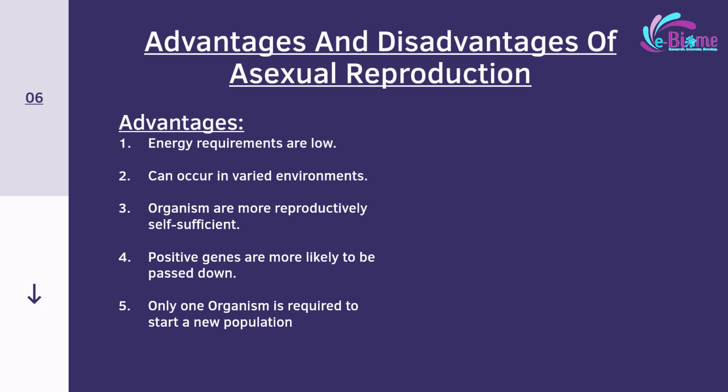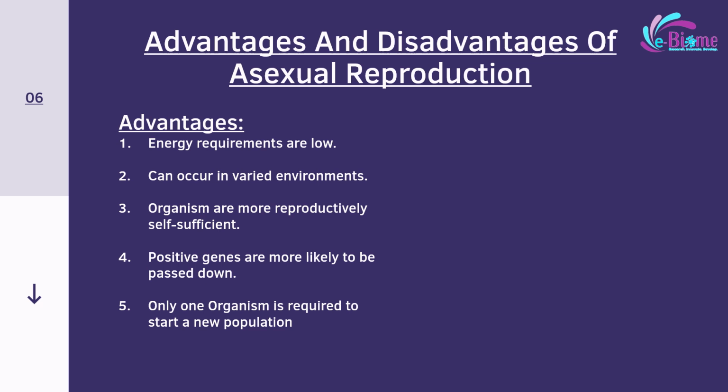Another advantage is that this strategy is environmentally stable, meaning that the organism can reproduce even in environments where finding a mate could be difficult. Another advantage is that organisms are reproductively self-sufficient. They can produce offspring at any time and any place because they're not restricted by trying to find a mate.